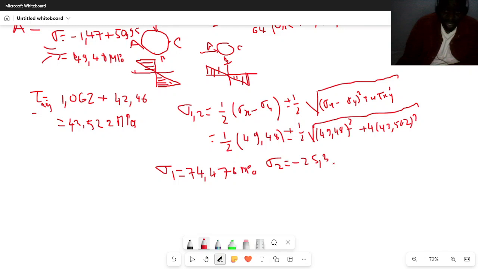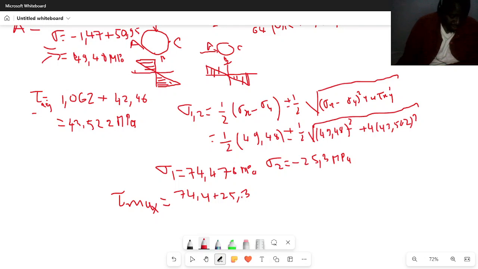Are we done? We are not done. The direct stresses were the ones that we were finding, which are across this. Now we want to find the maximum stress. To get the maximum stress, what do we do? The maximum stress is rho max. It is rho 1 minus rho 2. Rho 1 is 74.4 minus the formula, and this minus makes it plus.